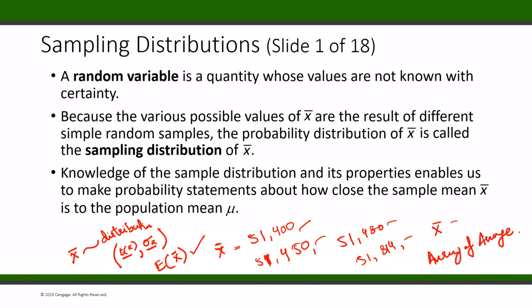Knowledge of the sampling distribution and its properties enables us to make probability statements about how close the sample mean X bar is to the population mean mu. So if we know the distribution, we can make a statement about mu. If we have just done one sample, with a total population of, for example, 300 million, and we took one sample of 300 people, and we say, all right, that's great. Even if we took a sample of 30,000 people and surveyed them.